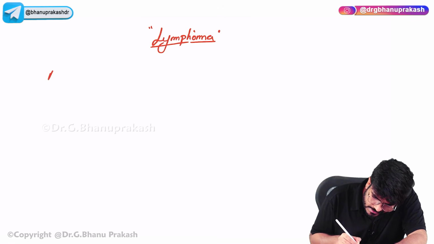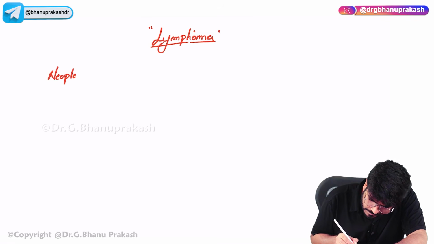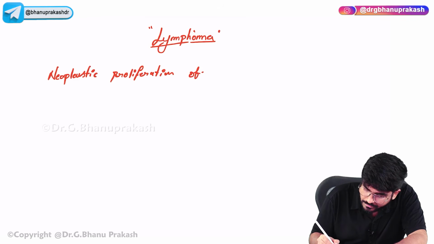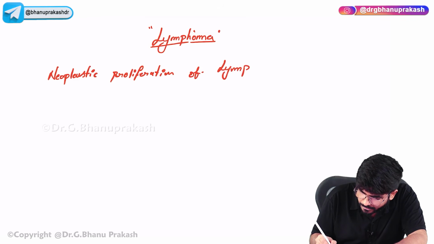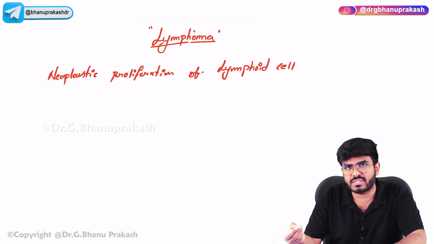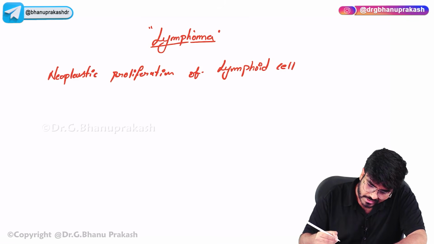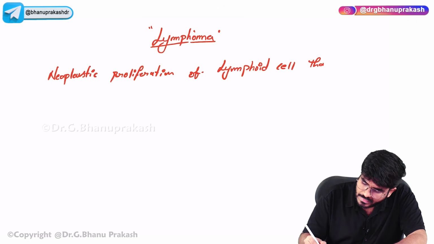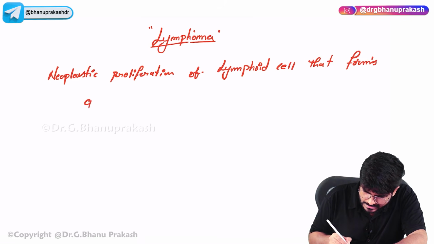So let's write here, it's a neoplastic proliferation of which cells? Lymphoid cells. Lymphoid cells means the B lymphocytes and the T lymphocytes. It's a neoplastic proliferation of the lymphoid cells that forms a mass. This is the keyword, mass.